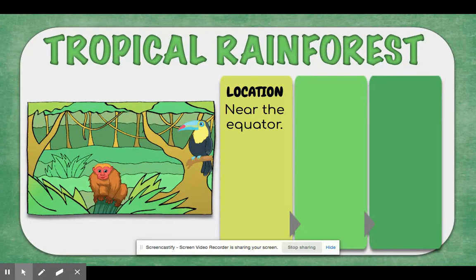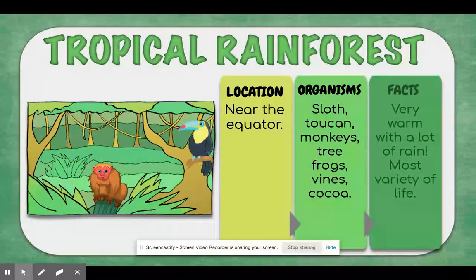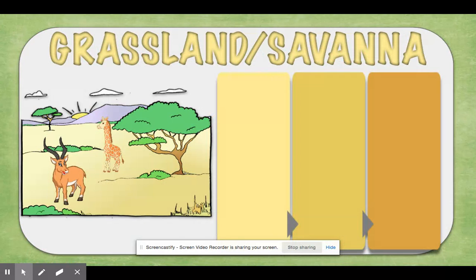Tropical rainforest. So the location is near the equator. The closer you get to the equator, the warmer it is. Organisms that live there, such as sloth, toucan, monkeys, different tree frogs, vines, cocoa. It's very warm. It has lots of rain. That's why it's called the rainforest. It has the most variety of life. So there are so many different animals and plants that live there. It is insane. It has the highest variety of life.